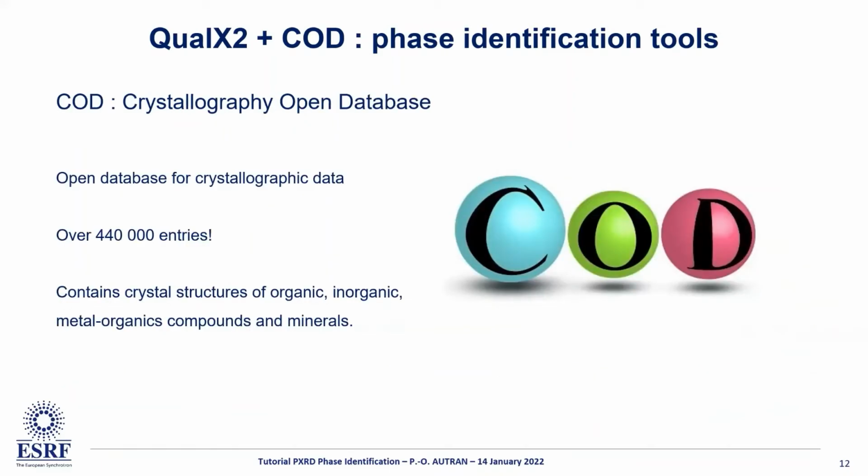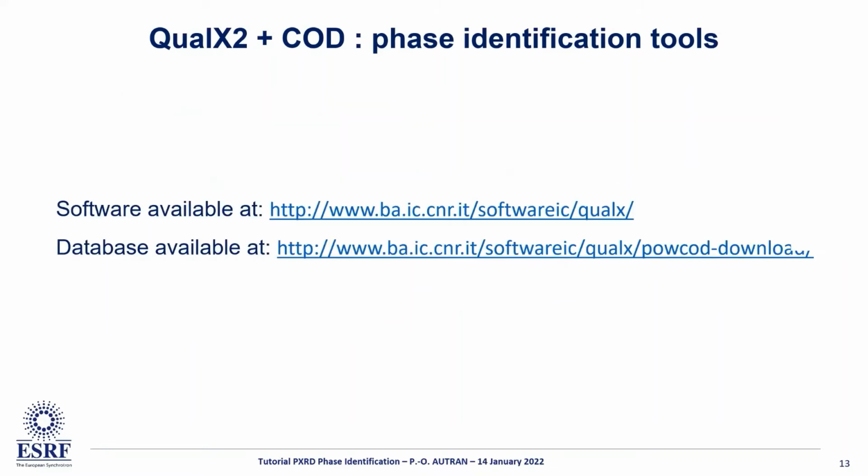The database itself is coupled to the software. It's an open database that contains 440,000 entries put in by people who are publishing. It's not commercial; people simply add their structures to the database. It contains crystal structures of organic, inorganic, metal-organic compounds, and minerals, so it's very wide. Both of these are available at this link. I'm going to send you the presentation so you can get this link. You don't need to write anything down.